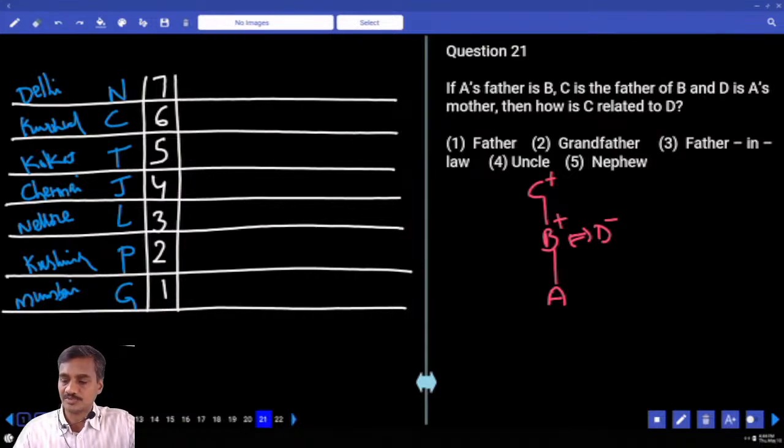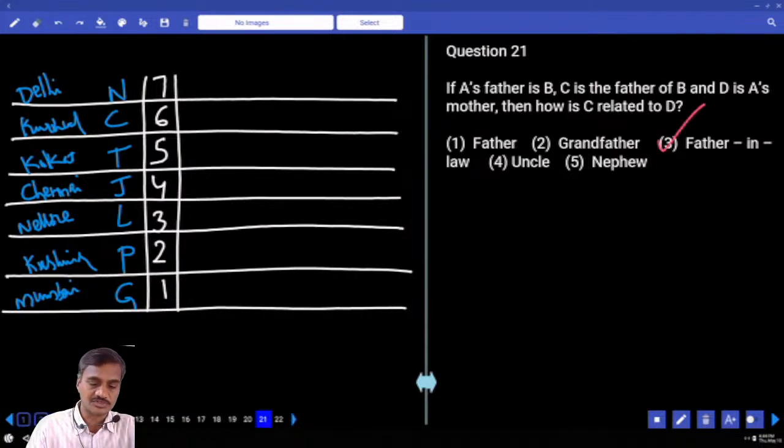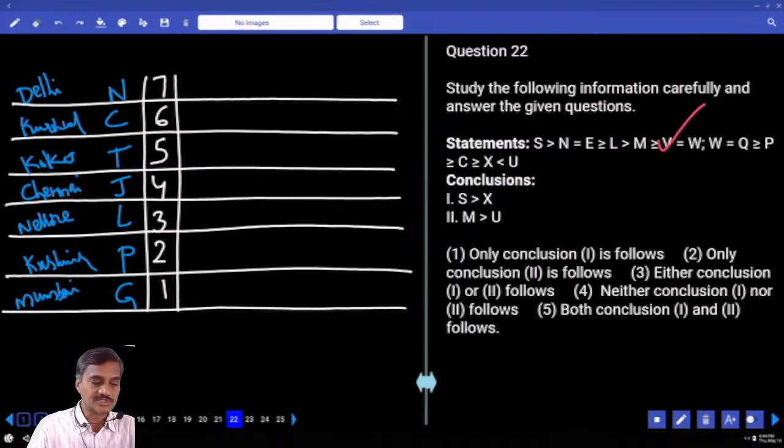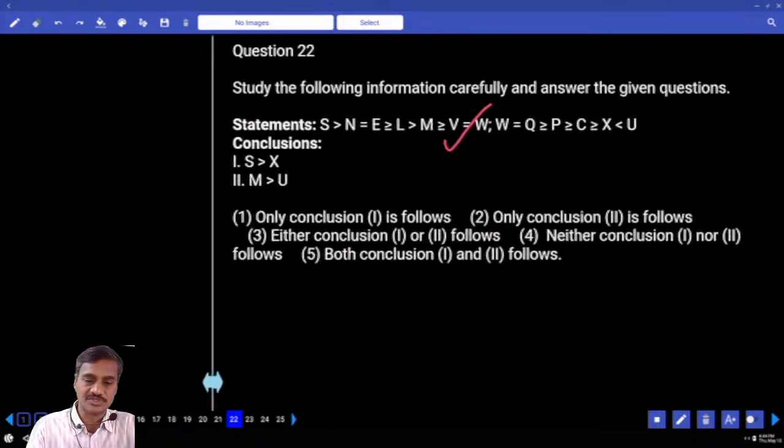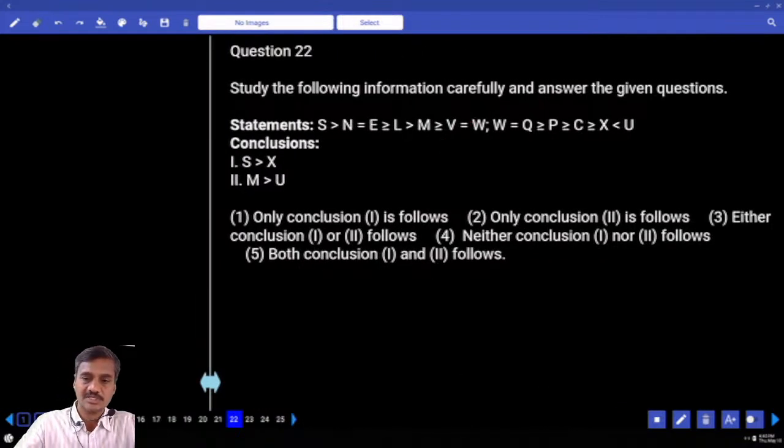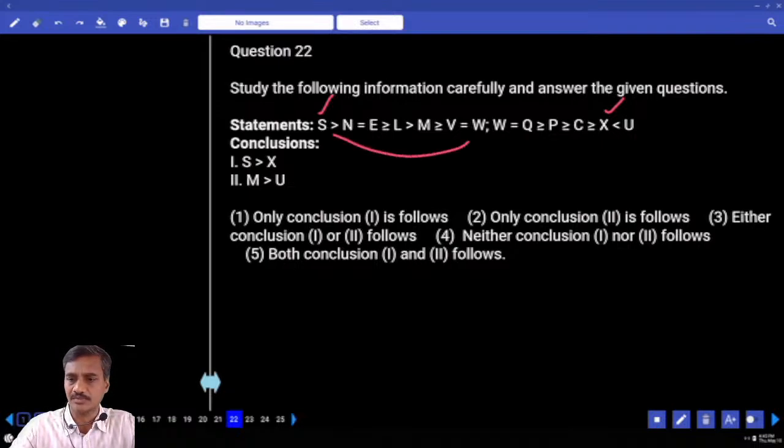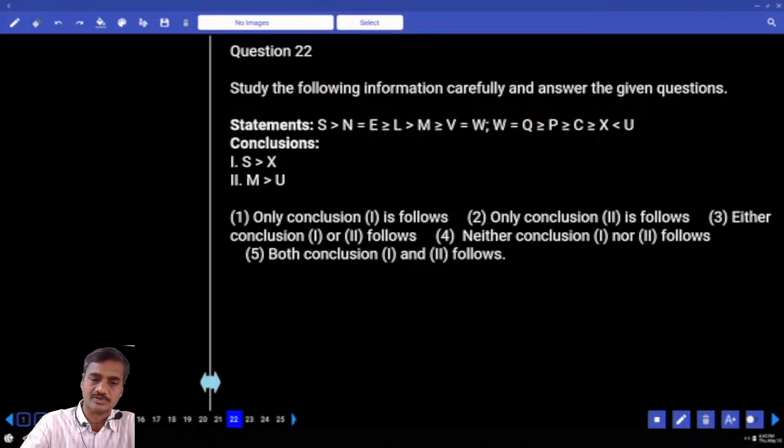Husband's father, spouse's father, father-in-law, choice 3, question number 21. The next ones, 22 to 24, are based on inequalities. The relation between S and X: S is here, X is here. Which element is common? W is common. Hence S is greater than W, and W is greater than or equal to X, so S greater than X, definitely true for the first.